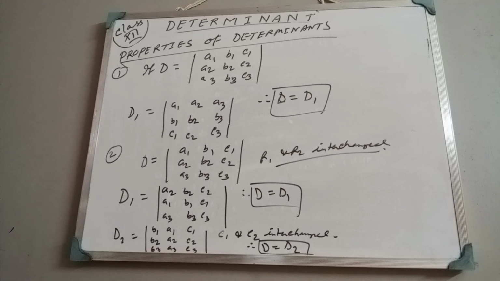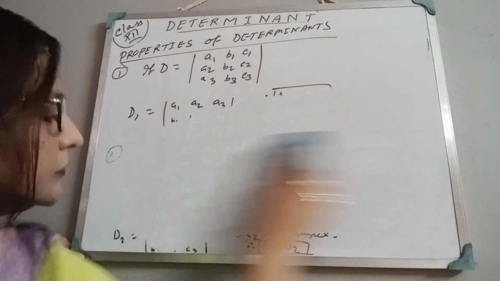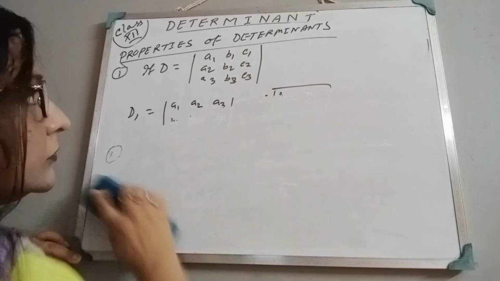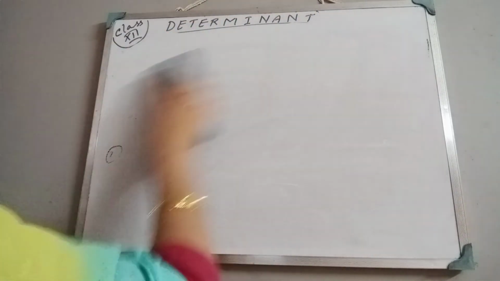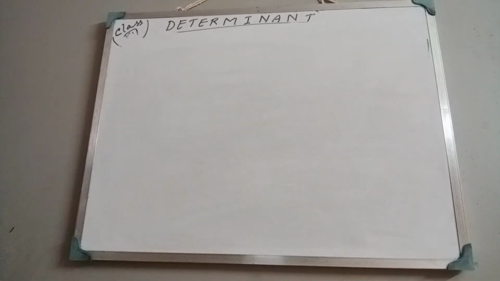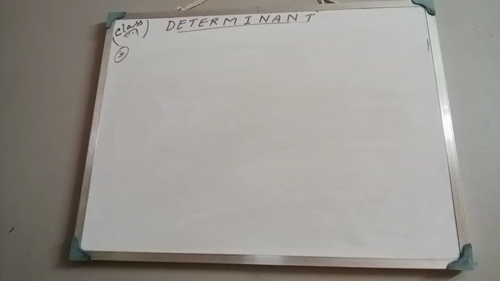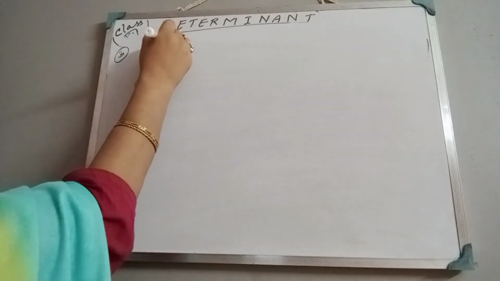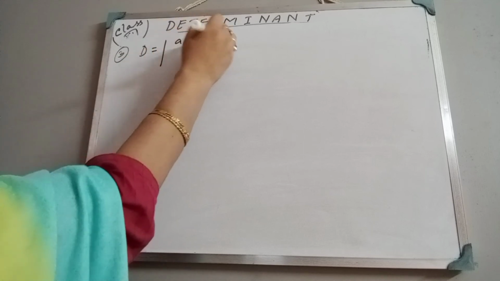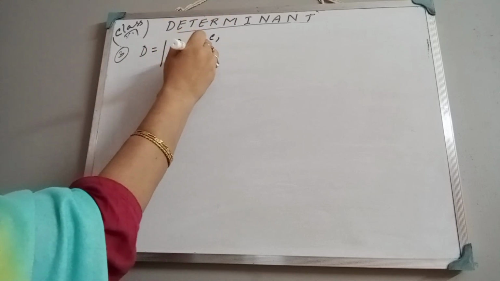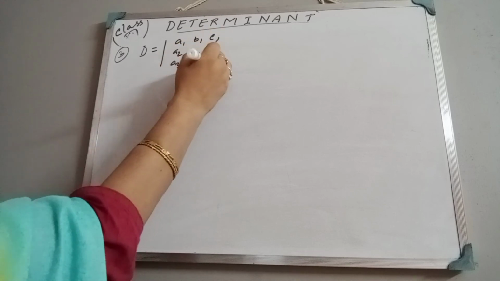And next is what? Property number 3. If two rows or columns of a determinant are identical, then the value of the determinant is 0. That means D equals, say, A1, B1, C1, A2, B2, C2, A3, B3, C3.